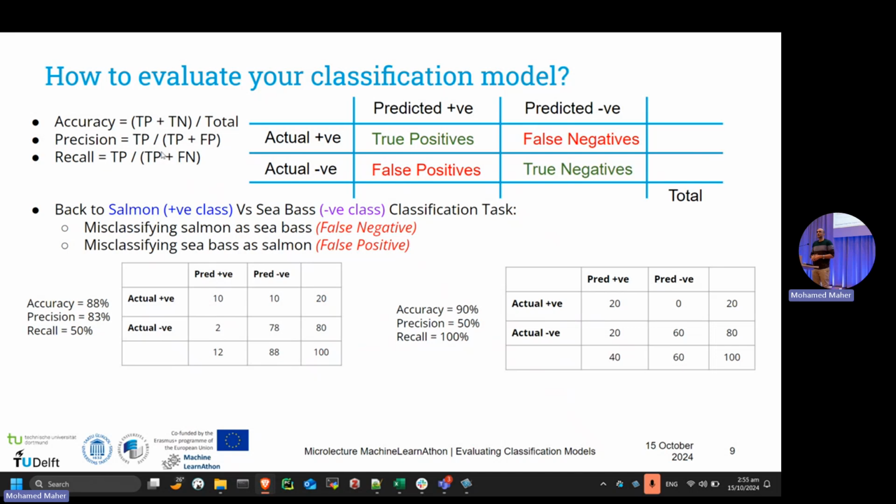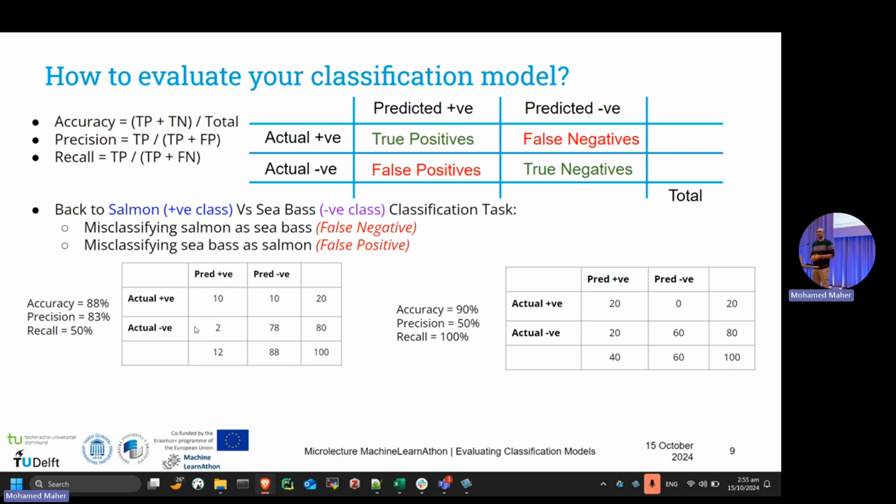The recall, on the other hand, is the ratio between true positives over the true positives plus false negatives, which is the ratio between true positives and the actual positives. So back to our example over here. Misclassifying a salmon as sea bass, which is a false negative, can be tolerated, but misclassifying a sea bass as a salmon, which is a false positive, cannot be tolerated. So in this case, we want to decrease the false positives as much as we can, which means that we need to care about the precision and increase the precision as much as we can.